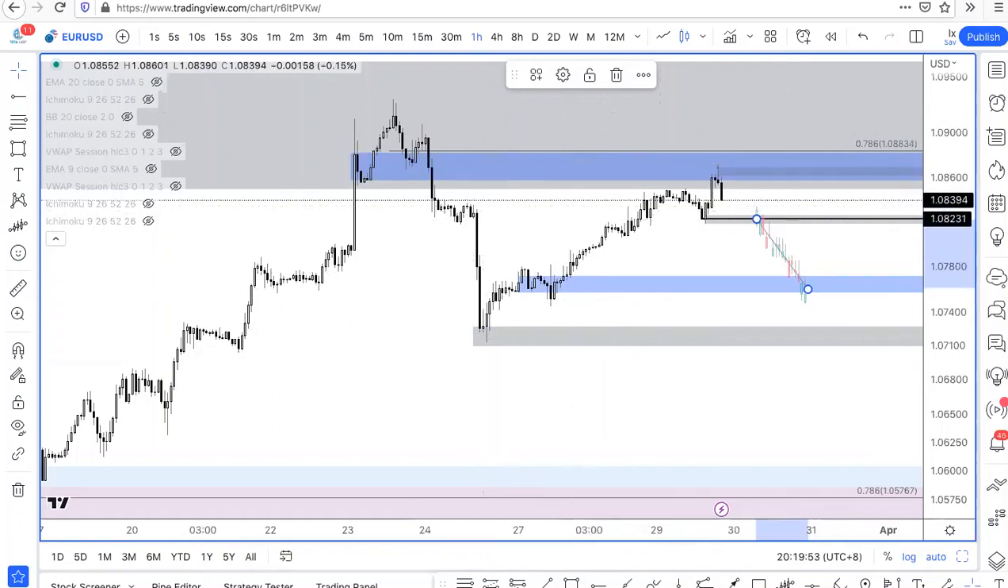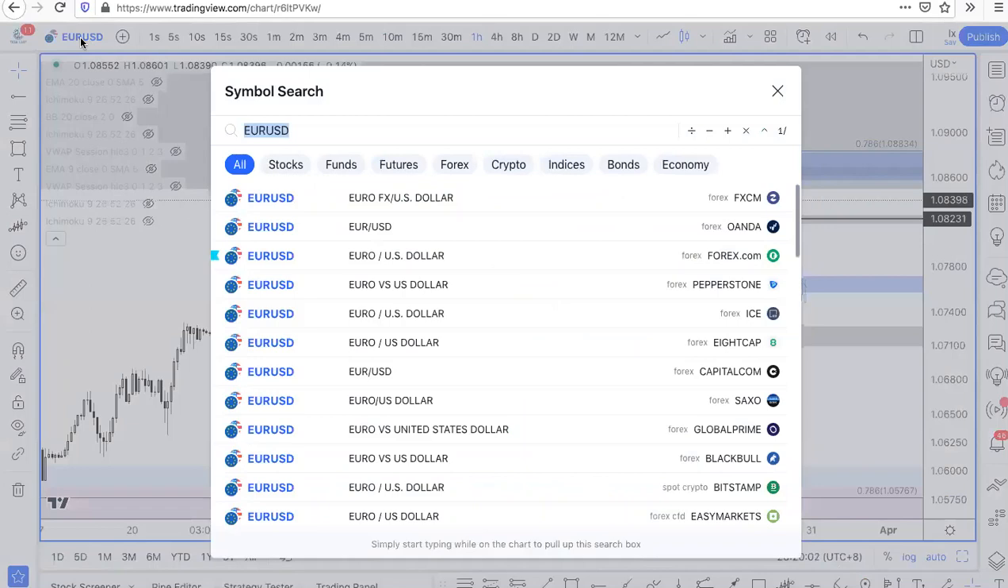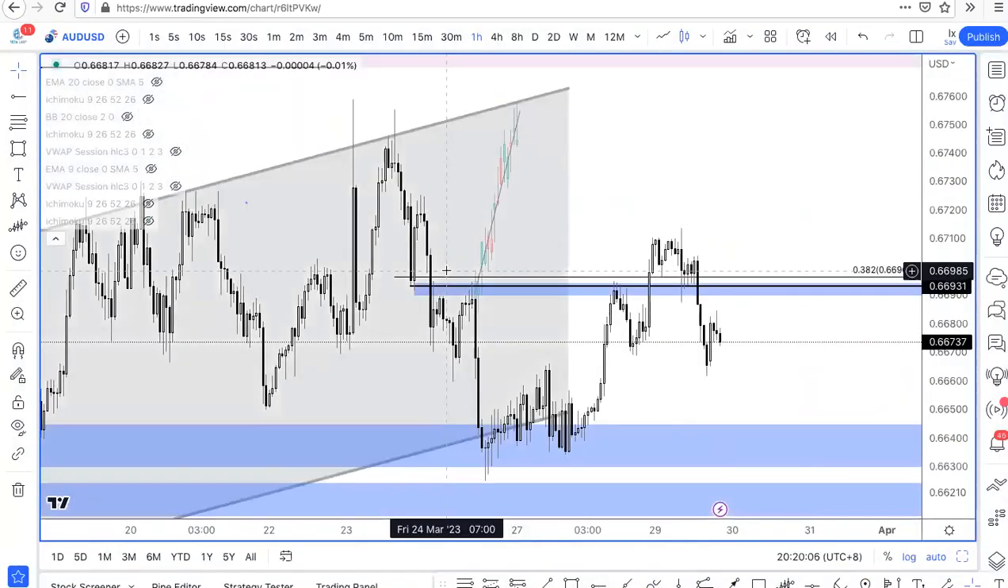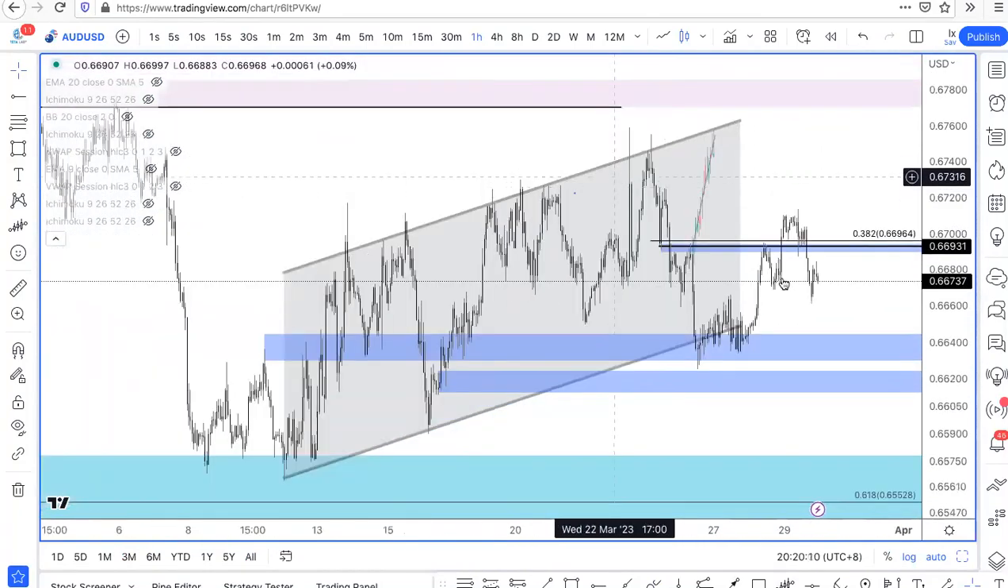Let's take a look at Aussie dollar. And if you guys have any other setups that you want us to take a look at as well, do put them under the questions chat. Okay, so let's take a look at Aussie dollar. Okay, so let's see what we have here.